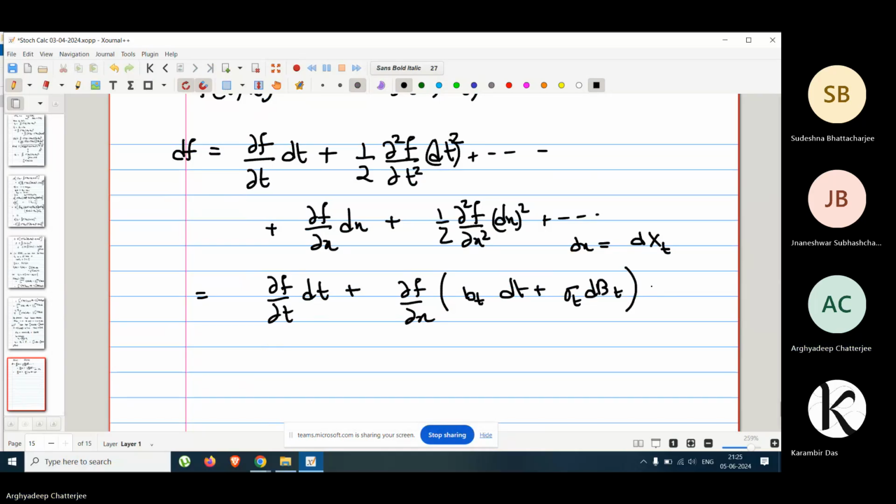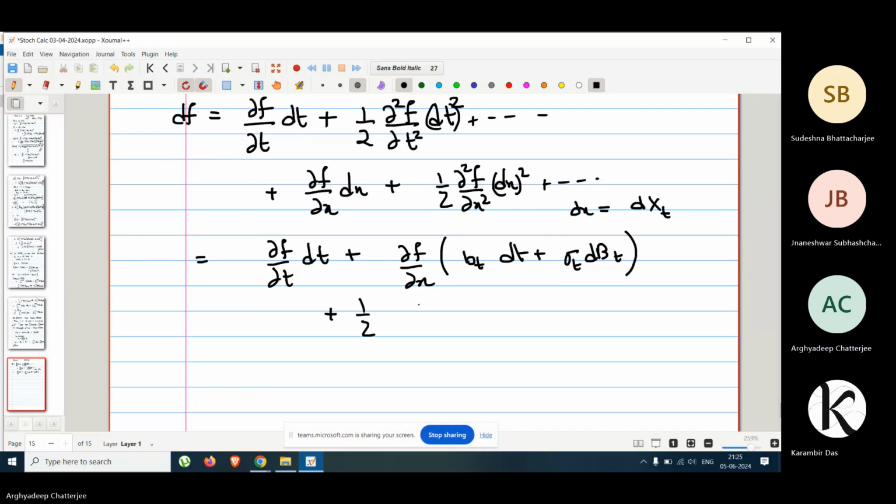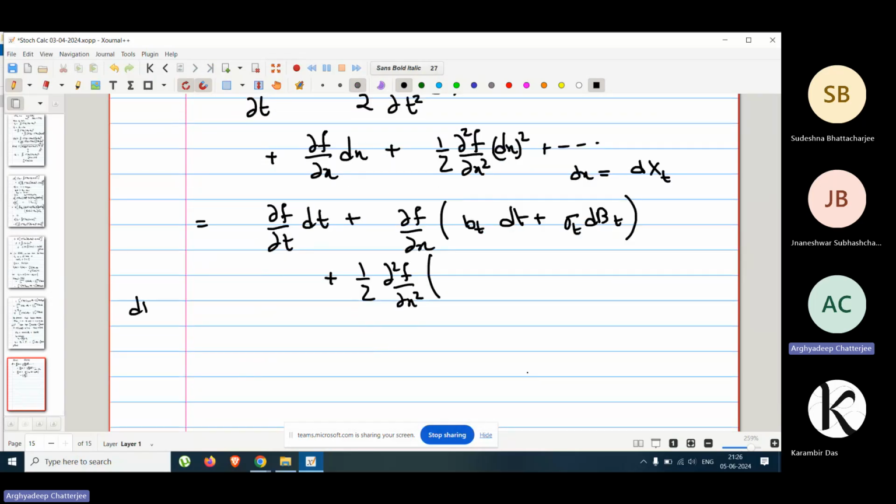If we do that, we get terms like this one for del f del x dx, plus we should have an additional half d2f dx2. Now if we square this term, dx squared, what are the terms that we will get? We will get mu t squared dt squared plus sigma t squared dbt squared plus a mixed term like dt dbt. Recall that if dbt is like root dt, then dt dbt is like dt to the power 3 by 2.